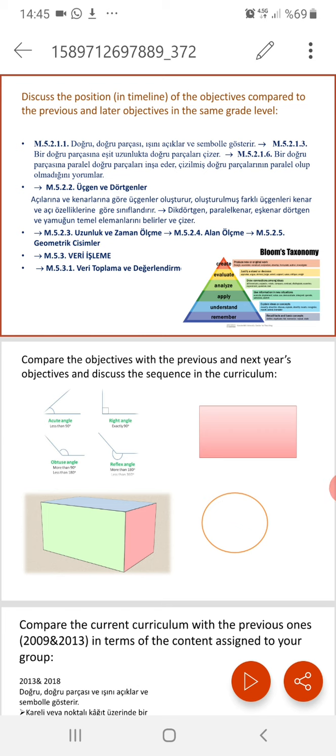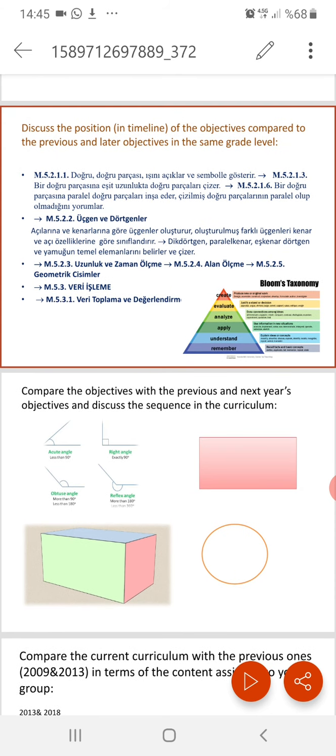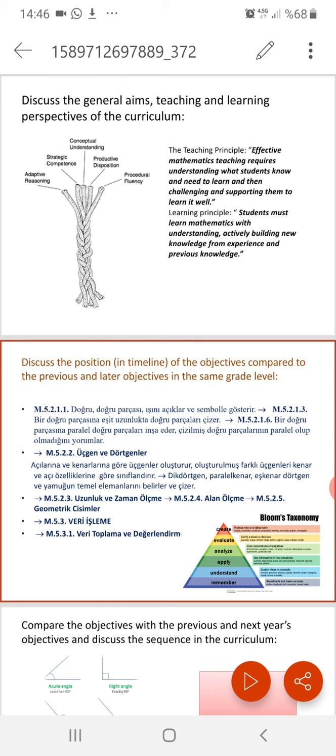Let's discuss the general aims. The aim of the curriculum is to make students gain some skills and competences from preschool education to high school years. For example, we can show technological and mathematical competences like that. In the curriculum, we can see that personal cognitive development takes quite an important place. Also, you may have noticed Piaget, Maslow's hierarchy, and Van Hiele stages like that.